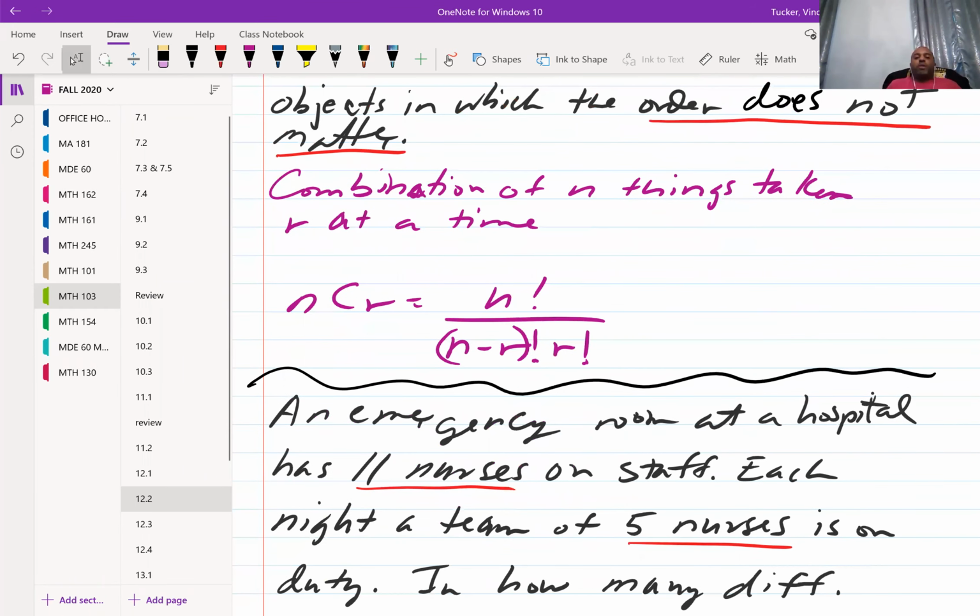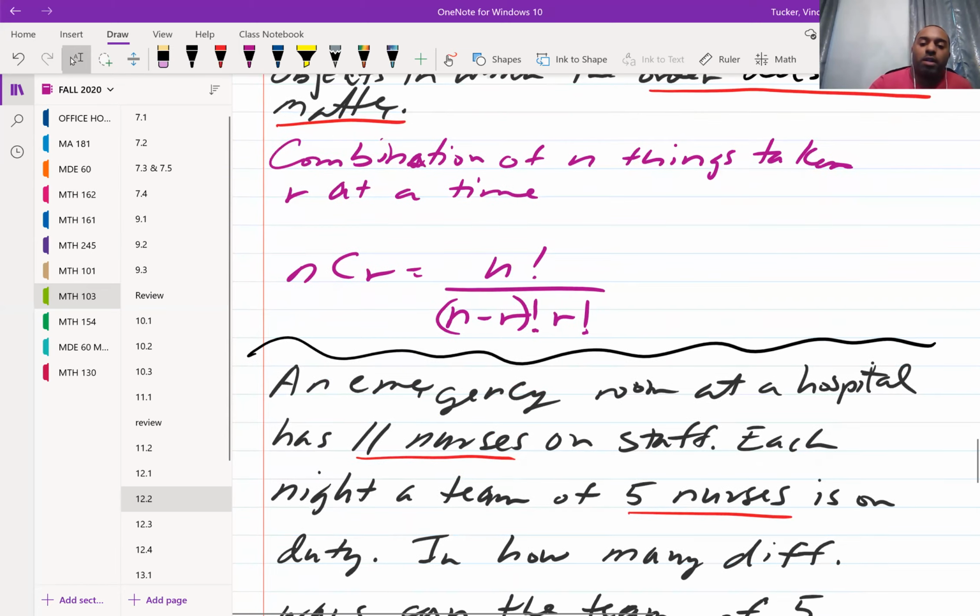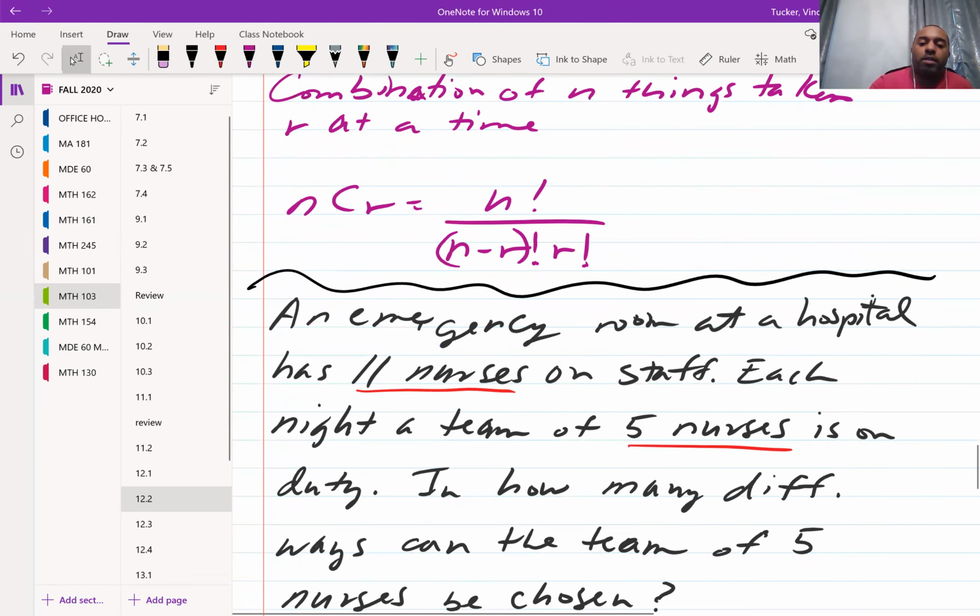So, an emergency room at a hospital has 11 nurses on staff. Each night, a team of 5 nurses is on duty. And how many different ways can the team of 5 nurses be chosen?